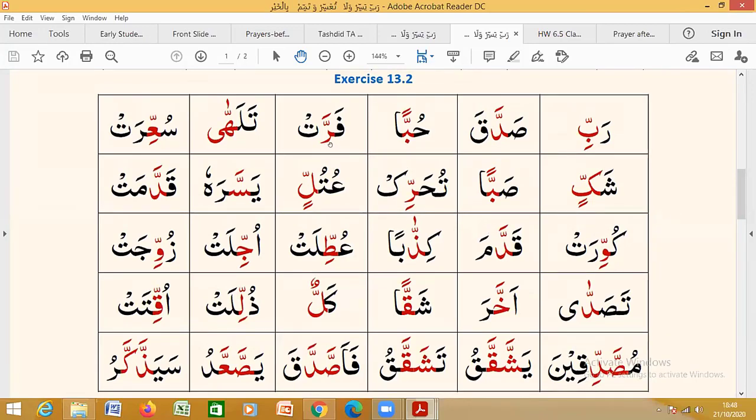Excellent. How would you pronounce this? Farrat. Okay, remember that this is the letter ra, okay? Farrat. Okay? You know, in English language, we have the letter R, yeah? Like remember. Okay, just like that, this is the letter ra. Farrat. Okay, well done. Let's carry on.